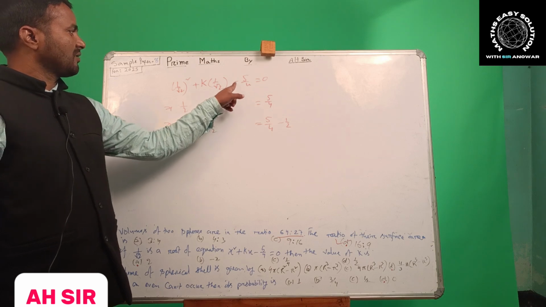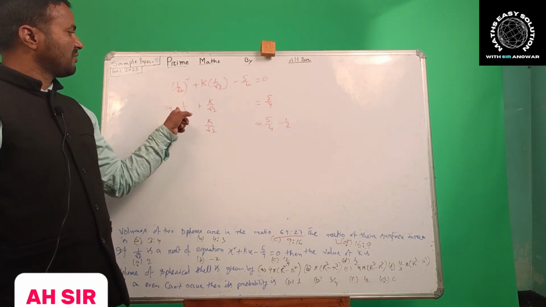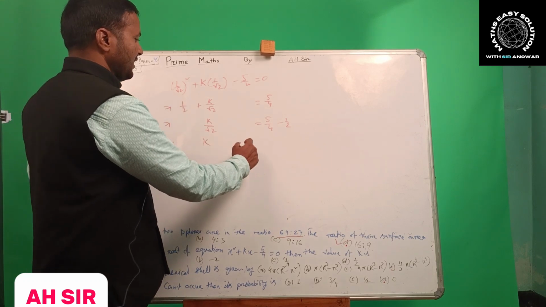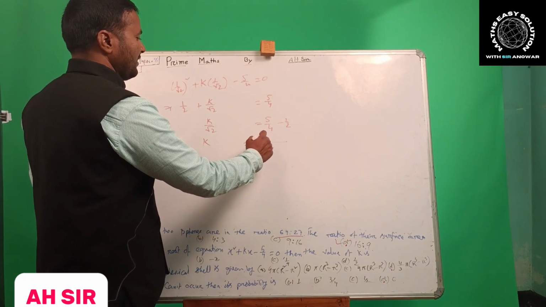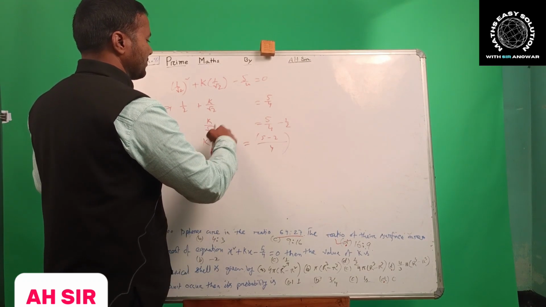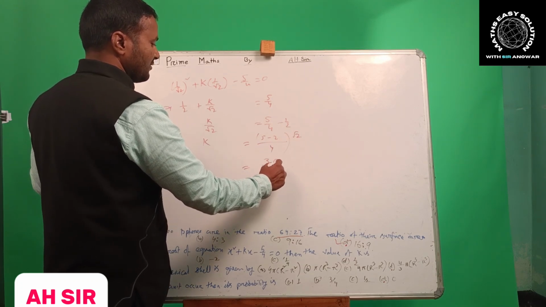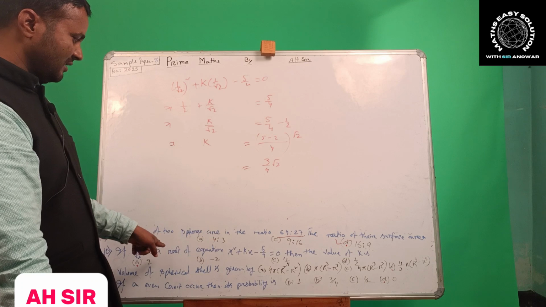So you see here, this one goes to this side, 5 by 4, then this 1 by 2 takes this side. Now if you take the LCM here, it will be 4 as the LCM, it is 5 minus 2, and this root 2 will go up. In that, here 3 by 4 root 2.